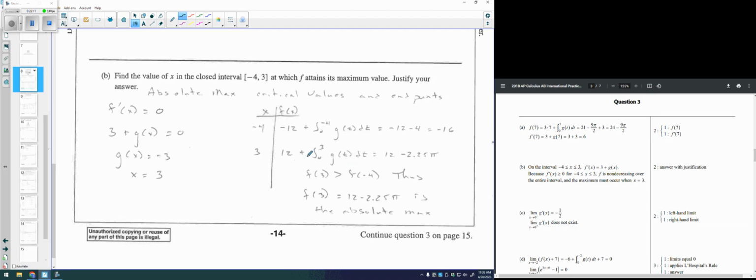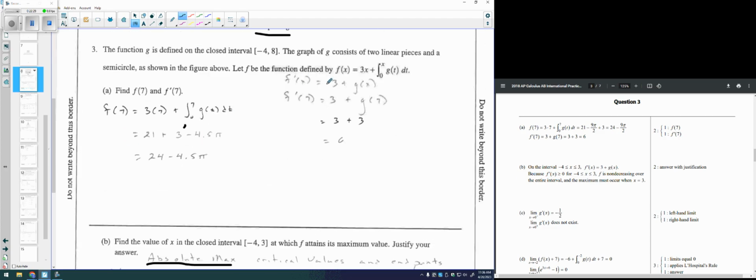Okay, so first step, find the derivative and set it equal to 0 to find my critical values, because absolute max occur at critical values and endpoints. So my critical values are where my first derivative is equal to 0. So I set f prime equal to 0. Remember f prime? We already did that. There's f prime.